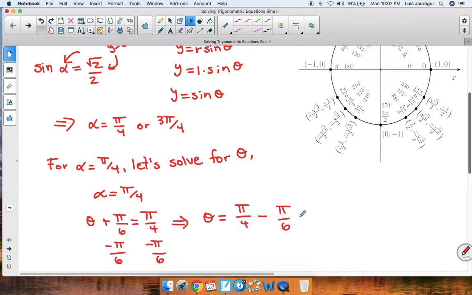Now, looking for a common denominator, we know that the common denominator for these two is 12. So we multiply this one by 3 over 3, getting 3 pi over 3 times 4. Minus, we want this to become a 12, so we multiply this by 2 over 2, so we have 2 times pi over 2 times 6. Now this becomes 3 pi minus 2 pi, which is pi. And then 3 times 4 or 2 times 6 is 12. So one of the angles for theta happens to be pi over 12.